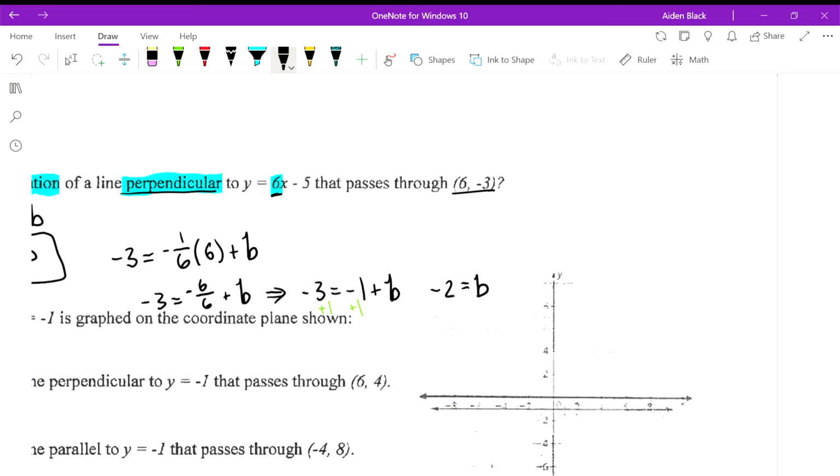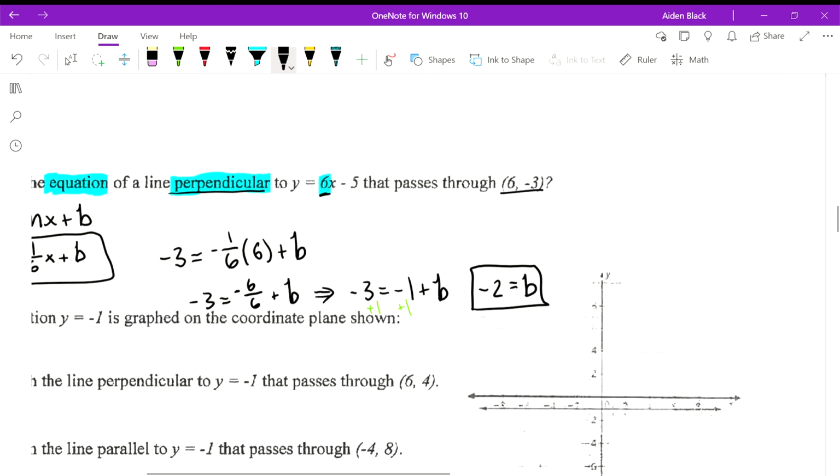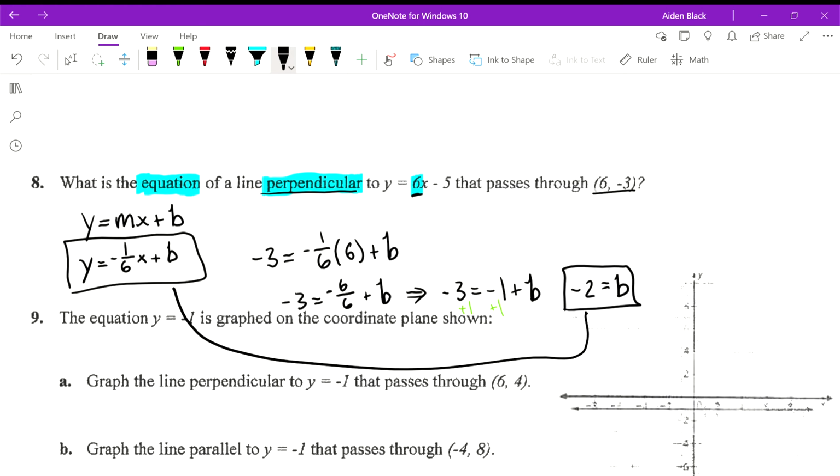And remember, we had negative 1 on the other side, but we added 1, so it's 0 plus b, or just b. Right? That's how we get b by itself. So when we have these two things, we're ready to complete this problem. Y is equal to, remember, the slope that's perpendicular, negative 1/6 times x, and instead of writing plus b, we're going to write minus 2, because that's what b is equal to.